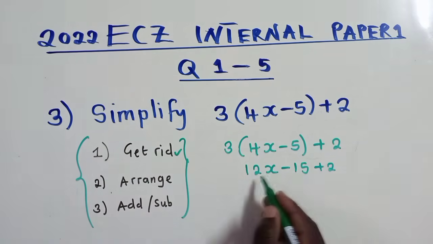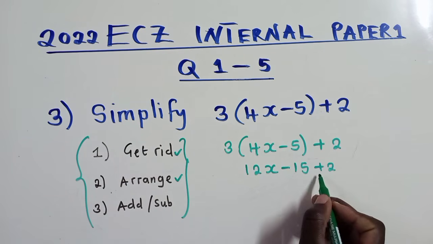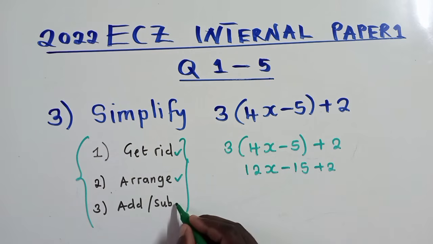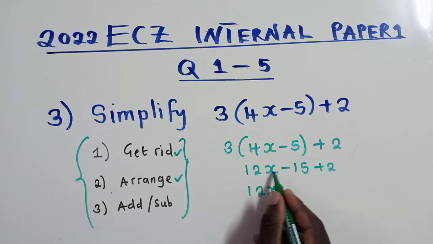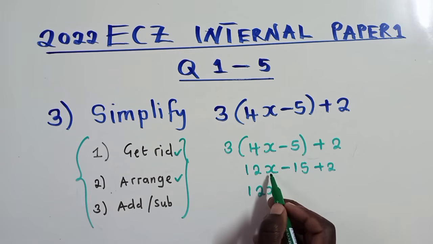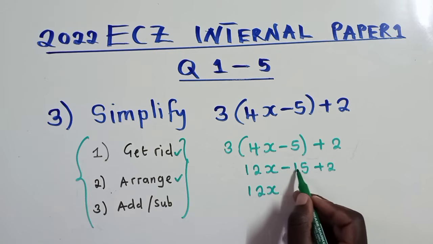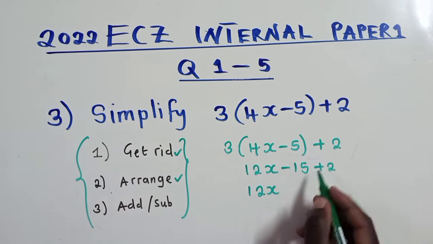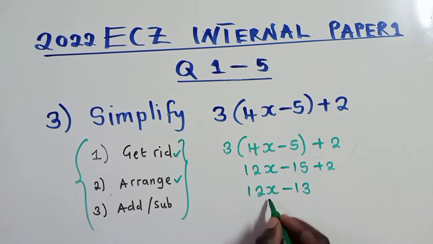Number 2, we arrange or group our work. This one, it's already grouped, so we are done. Number 3, we add or subtract. So it will be 12x, because 12x is just alone, or the term that has got a variable x is just alone. So we write it the way it is. And here we say negative 15 plus 2. That will definitely give us negative 13. Okay. So this is our answer.